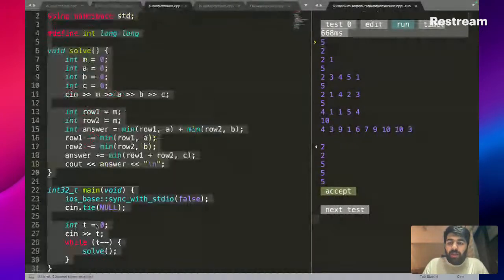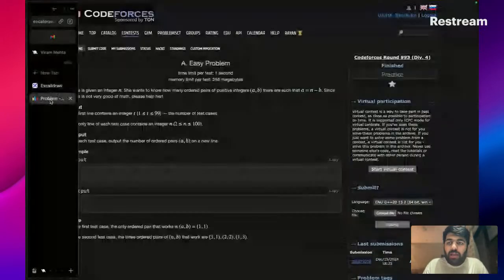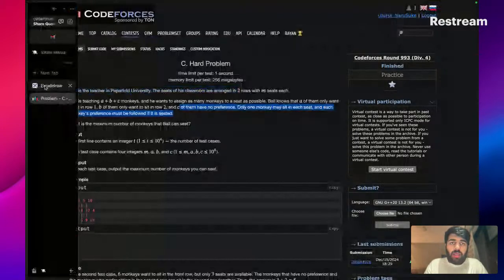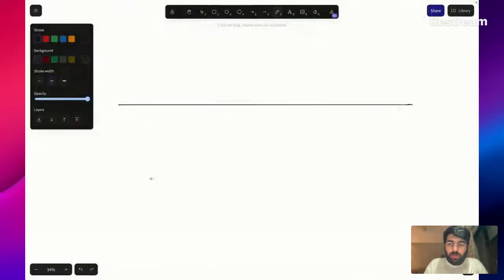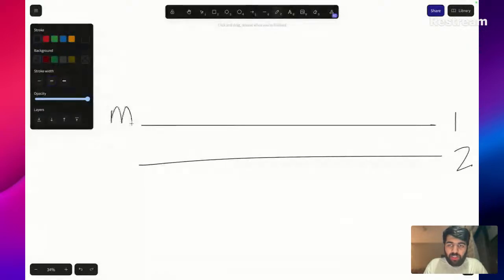Now coming to C. What was C? Let me have a glance. Okay, so there's A, B, C. You have two rows, right? This is row 1 and row 2, each of size m. A monkeys can sit here, B monkeys want to sit here, and C can sit anywhere they want. What is the maximum number of monkeys that you can make sit?